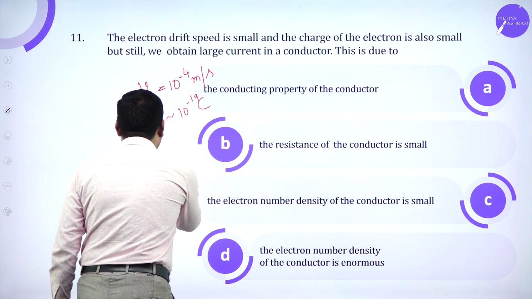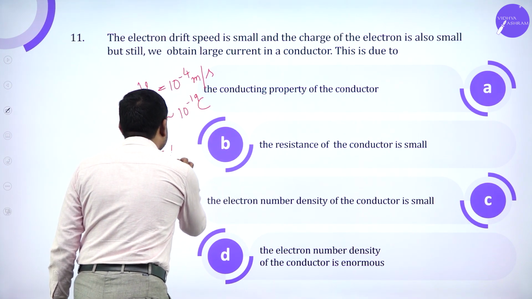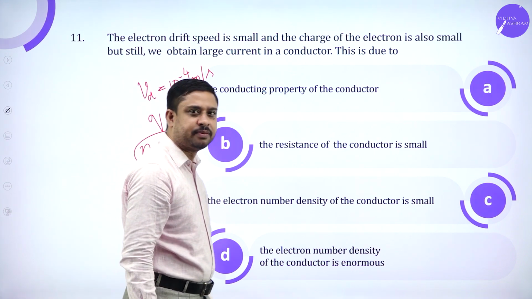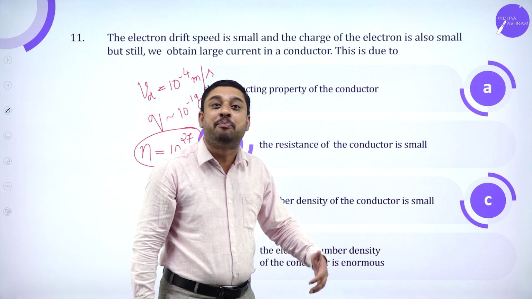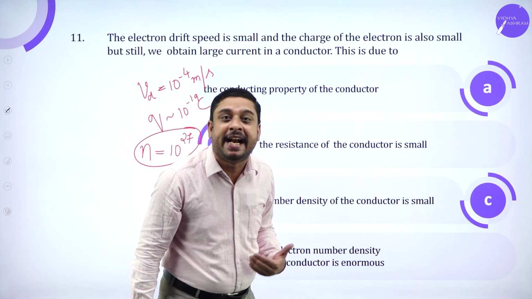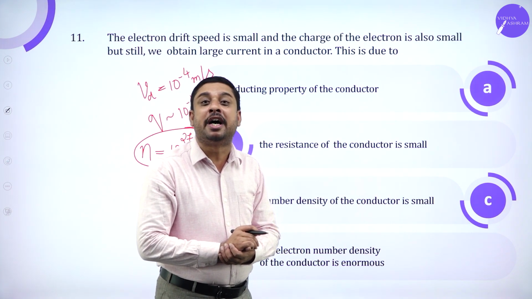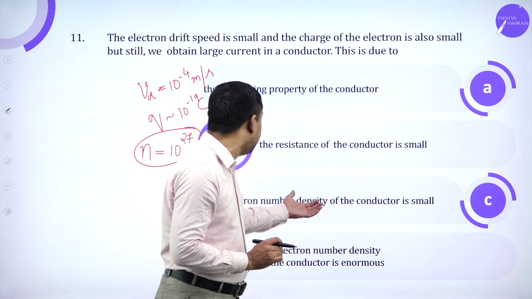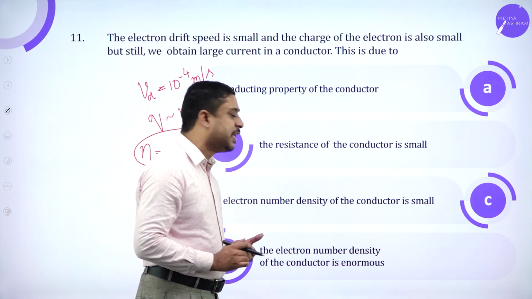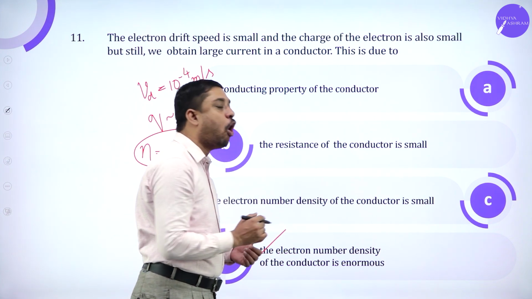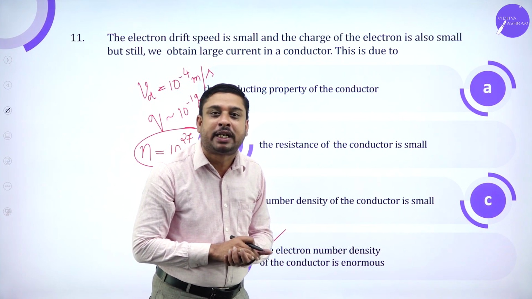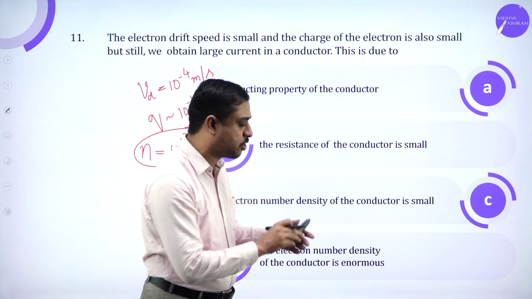Because the number of electrons or charges is very, very high in a conductor. There are 10 power 27 or 10 power 28 electrons per meter cube of a material. Therefore, we say the electron density of the conductor is enormous. Therefore, the current constituted will also be large.